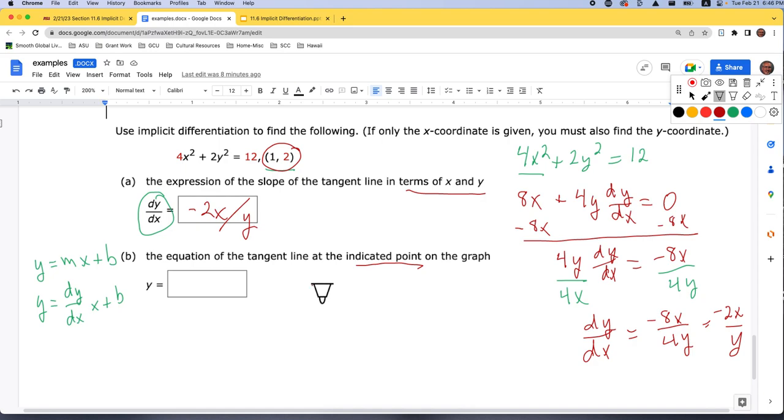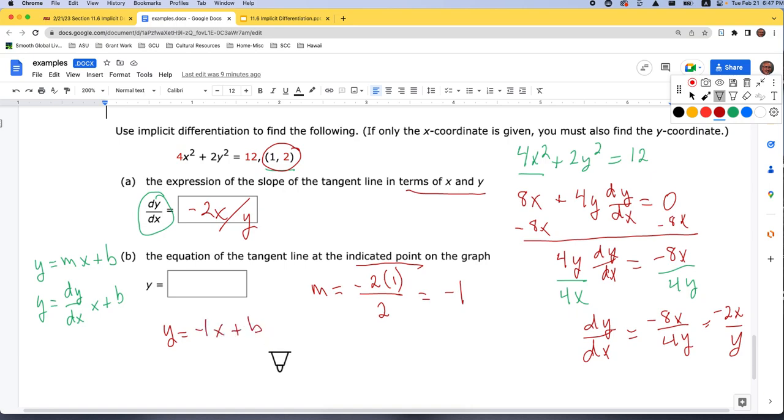So our slope down here, we'll just call it m, which is dy dx, is going to be negative 2. In this case, my x is 1 and my y is 2. So that's negative 2x over y, right? That looks like it's going to give us negative 1. 2 divided by 2. So our slope is negative 1. I always like to write, we've got half of our equation ready to go. It's y equals negative 1x plus b.